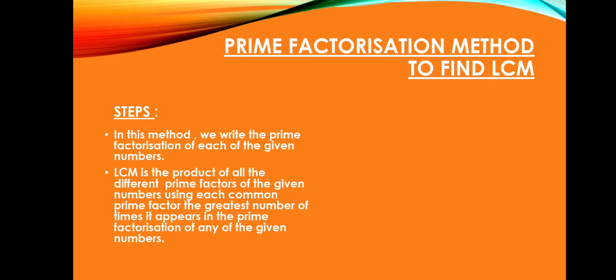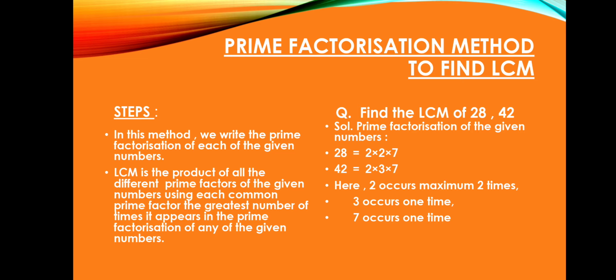Then LCM is the product of all the different prime factors of the given numbers, using each prime factor the greatest number of times it appears in the prime factorization of any of the given numbers. Now let us understand through an example. Find the LCM of 28 and 42.